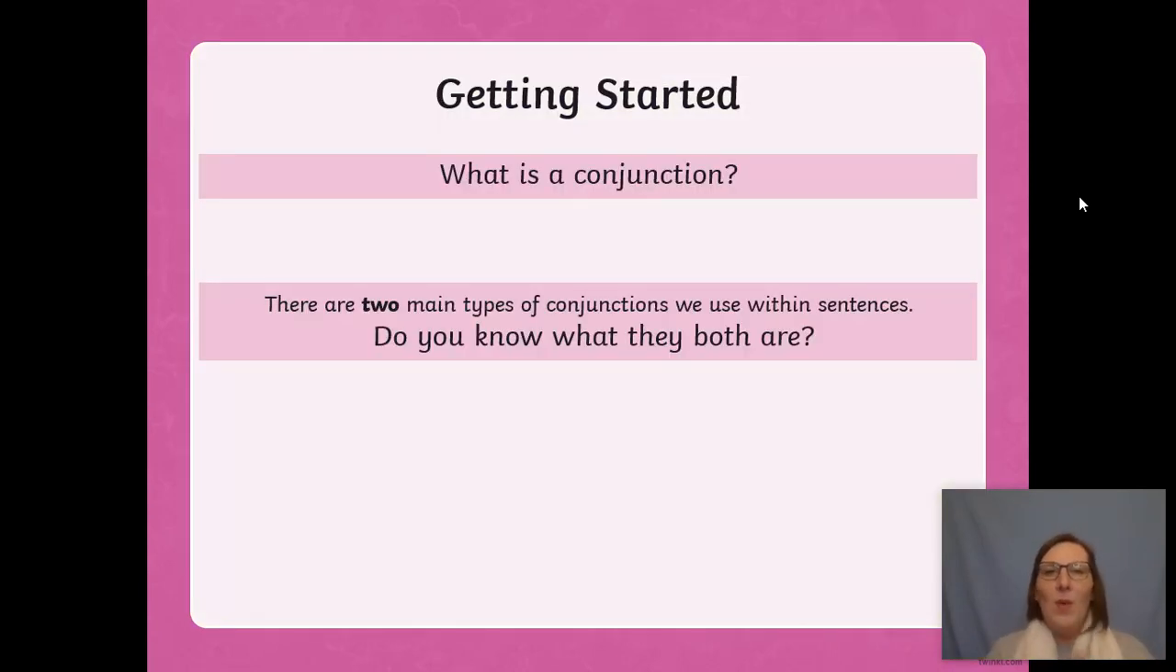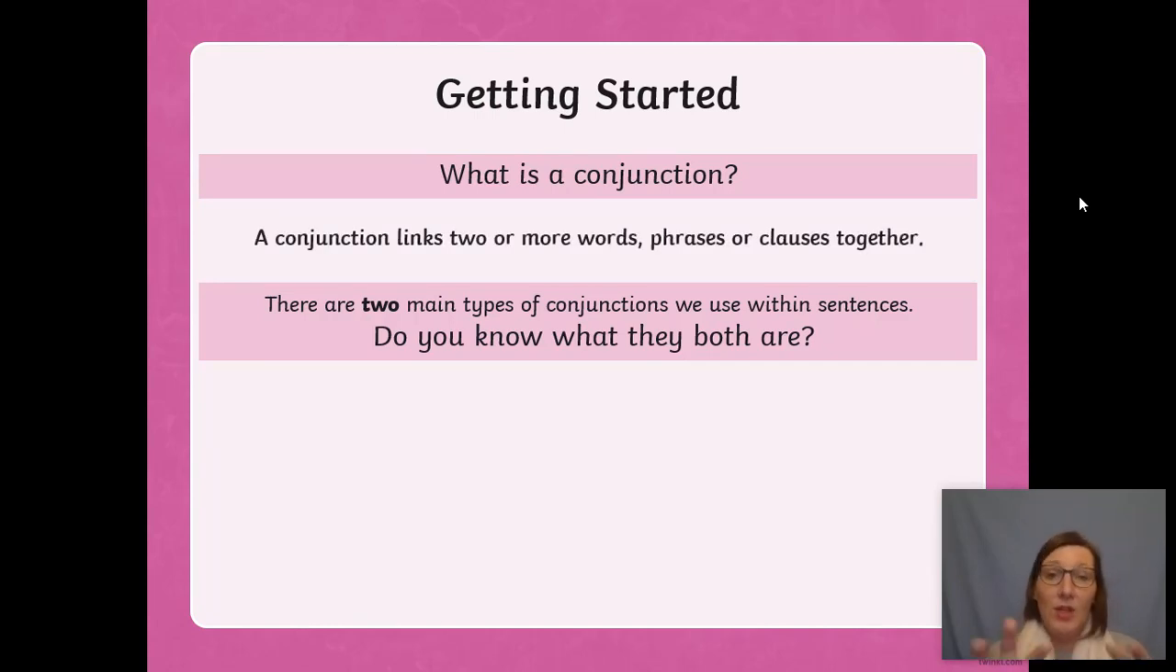So before we begin, what is a conjunction? Okay. What is a conjunction? Pause the video here. I want you to quickly note down what a conjunction is. Okay, what is a conjunction? So there are 2 main types of conjunctions, all right? So a conjunction links 2 or more words, phrases, or clauses together.